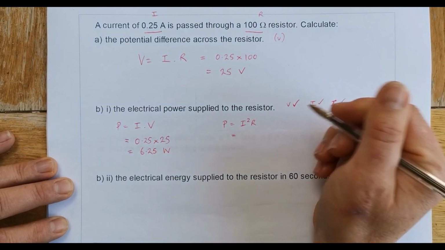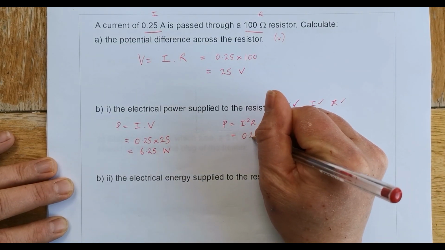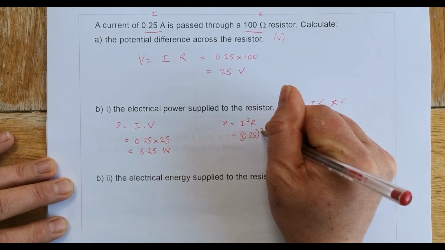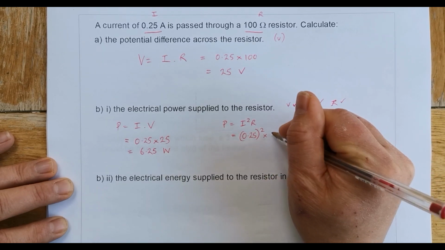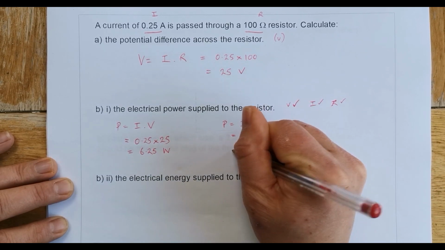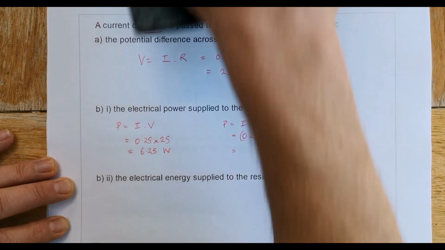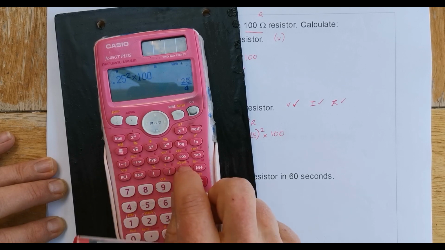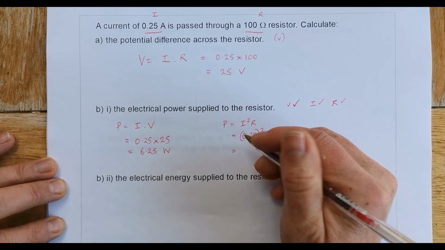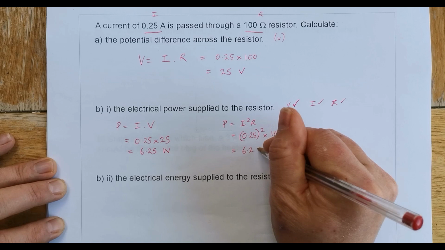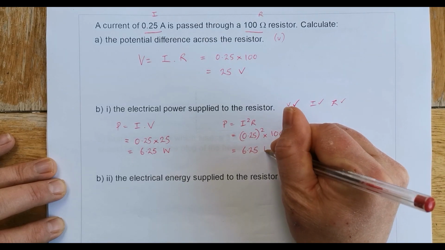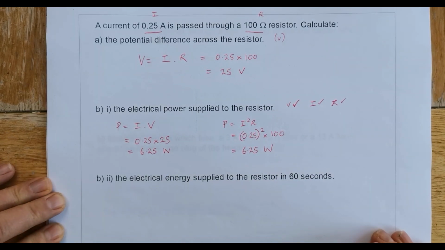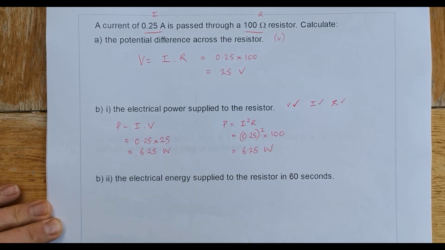What would have happened if I'd used P equals I squared R? P equals I squared R. 0.25 squared times resistance 100. Let's see. 0.25 squared times 100 equals 6.25 watts. Clearly the same answer because we're calculating the same thing.